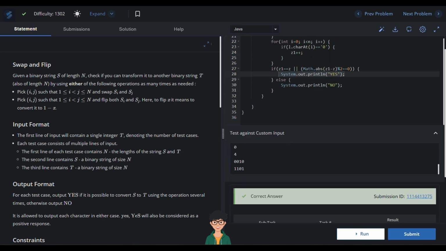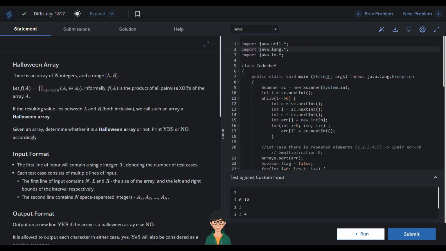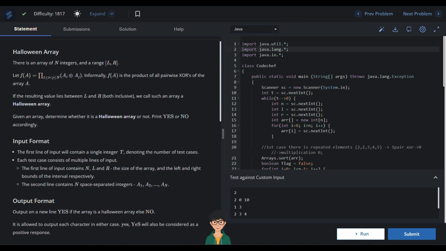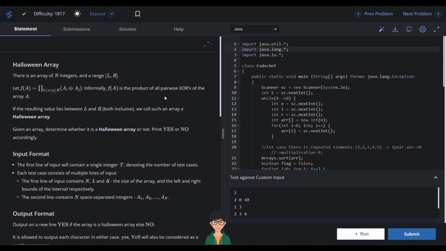Now let's see the next question, Halloween array. So in the next question, Halloween array, you are given an array.